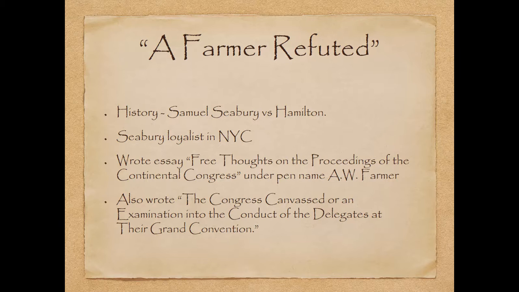So A Farmer Refuted is a great example of juxtaposition in almost every way possible. Unlike in the musical, these exchanges between Hamilton and Seabury happen via letter and publications. Seabury wrote Free Thoughts on the Proceedings of the Continental Congress under the pen name A.W. Farmer. Seabury was a loyalist living in New York City.